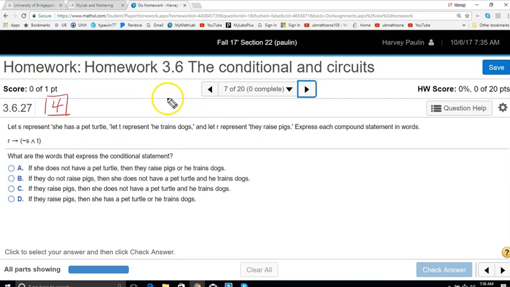Now for number 4, they're giving you this: R, then negate S, and the caret is N, T. So we're using stuff from a previous lesson and then putting it in the conditional. And what's the next step?